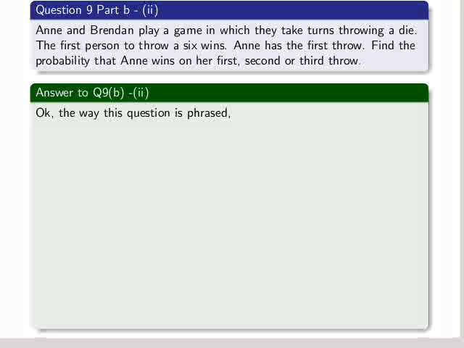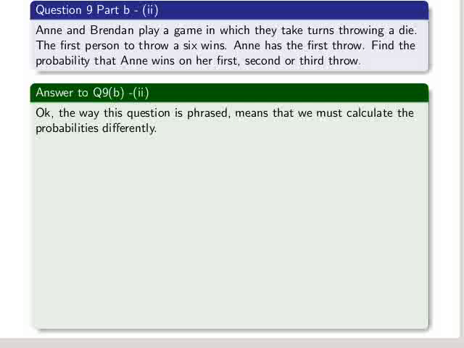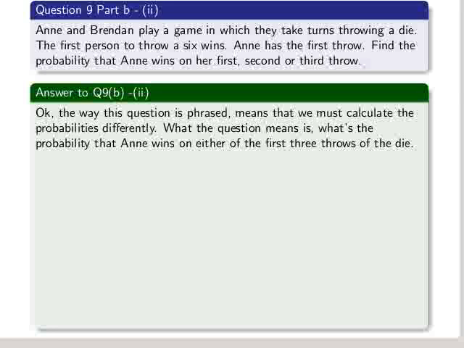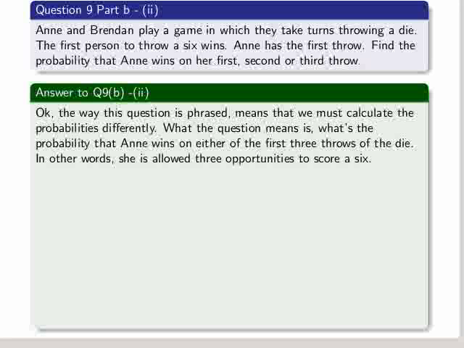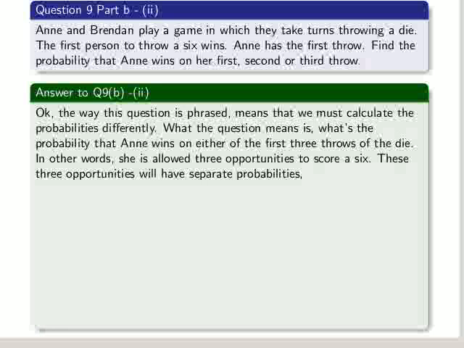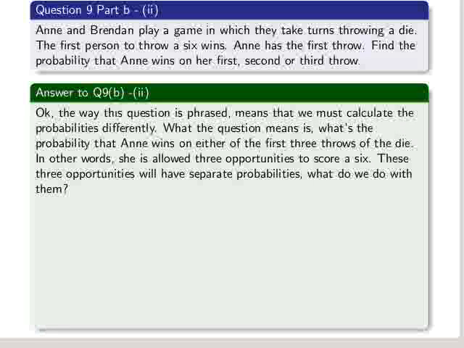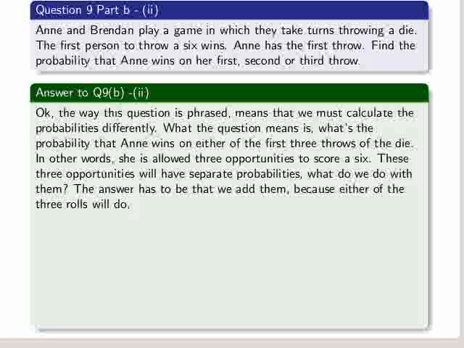Okay, the way this question is phrased means that we must calculate the probabilities differently. What the question means is, what's the probability that Anne wins on either of her first 3 throws of the die? In other words, she is allowed 3 opportunities to score a 6. These 3 opportunities will have separate probabilities. What do we do with them? The answer has to be that we add them, because either of the 3 rolls will do. So we're expecting a fairly high probability.